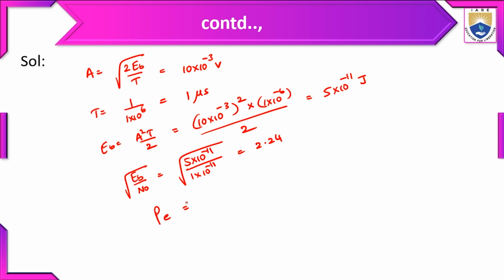So the bit error probability will be PE equal to 1 by 2 ERFC of square root of EB by N naught. So this is the formula for probability of error of PSK. We know the value of square root of EB by N naught, so we substitute. Okay. So 1 by 2 ERFC of 2.24.